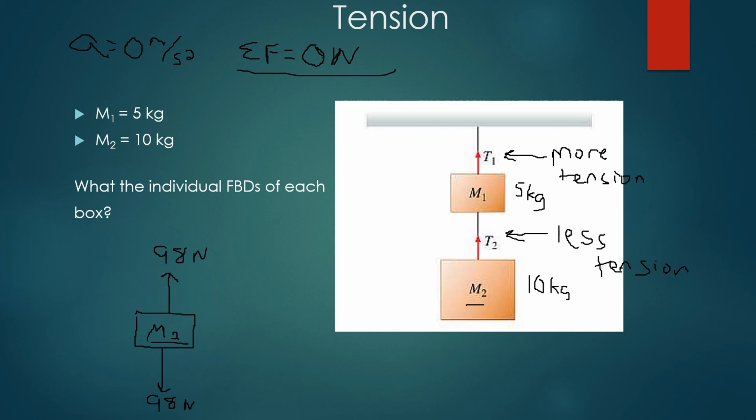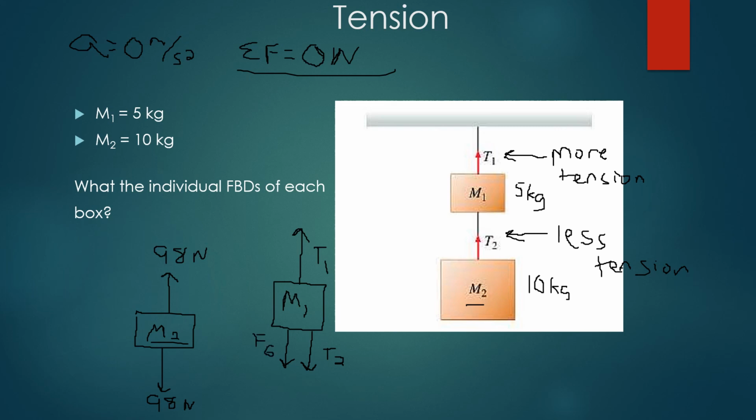Okay. Now, M1 is going to be a little bit different. M1 is going to have more forces acting on it. What do you mean? Well, M1 is going to have the tension going up. It's going to have the gravity. And it's going to have the tension. So I'm going to label these. I'm going to call that T2. And I'm going to call this T1. And I'm going to call this F of G.